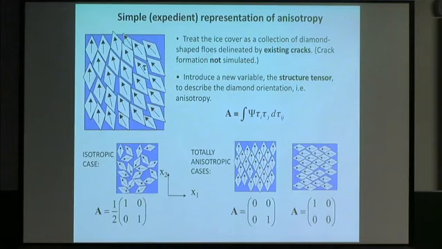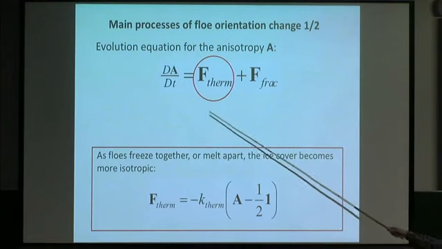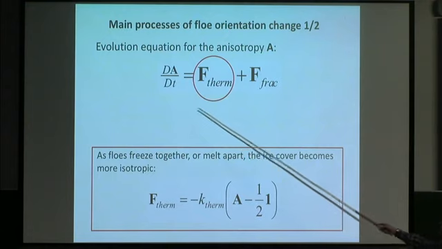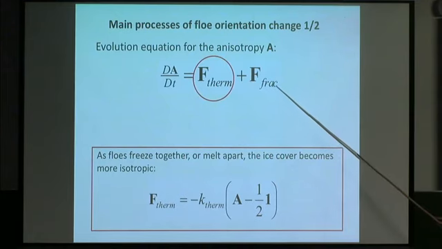Okay, so that's how we describe the anisotropy, but we've got to let it evolve with time. So we have an evolution equation, and I've written it in a simplified form. This is the co-rotational derivative of the structure tensor, which accounts for advection, etc. And we have thermodynamic processes and fracture processes.